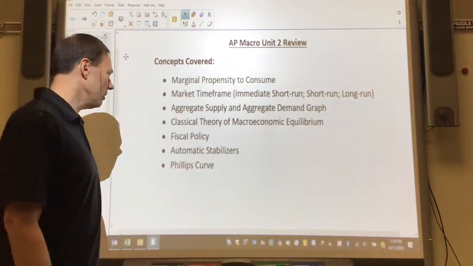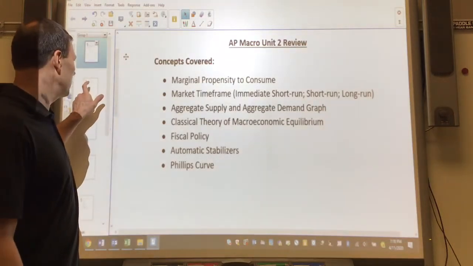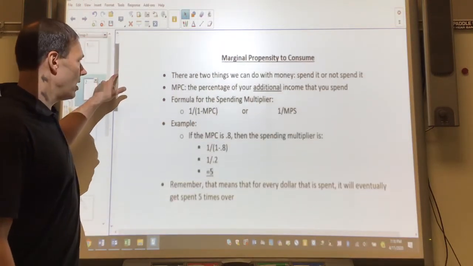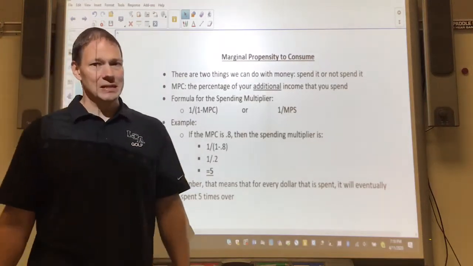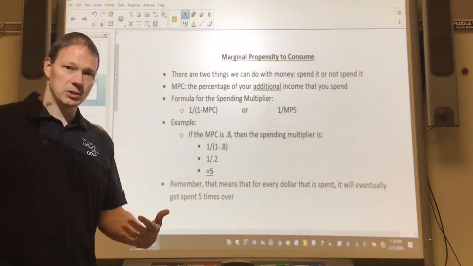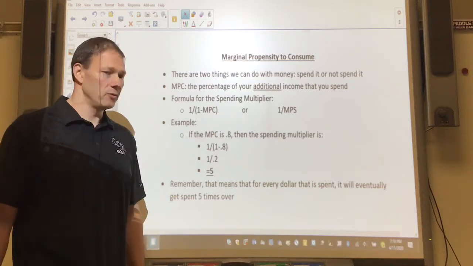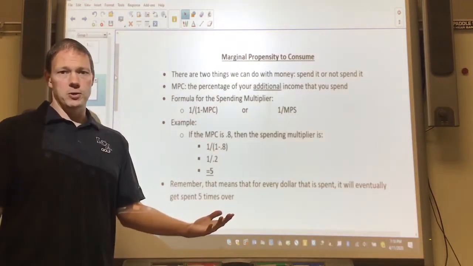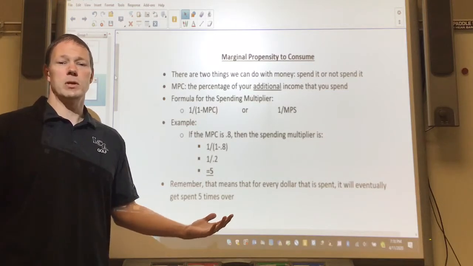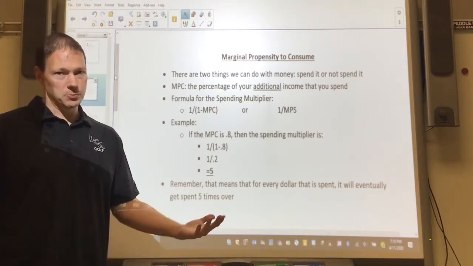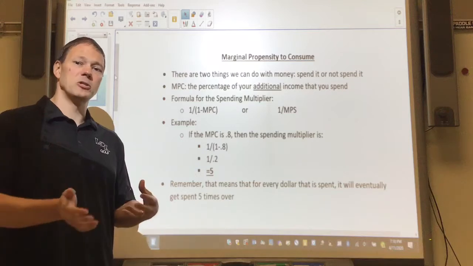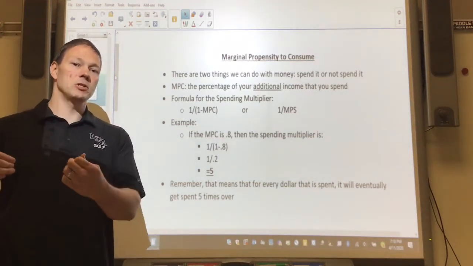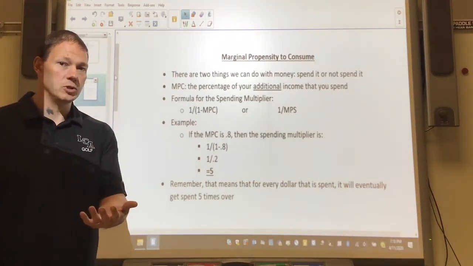Let's go through this a step at a time and see what we got. The first concept is what's called the MPC, the marginal propensity to consume. This is very important, and a little bit of math could show up with this. A good reminder: there are two things we can do with our money. We can either spend it or not spend it. So the question is, how much of our money do we spend versus how much do we not spend, or in other words, save?